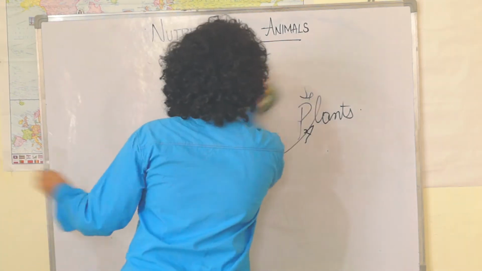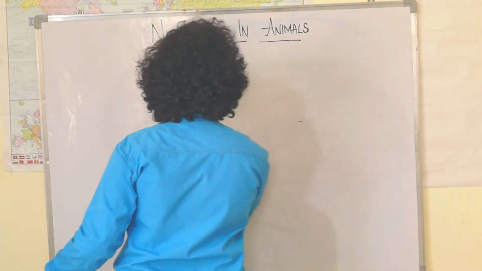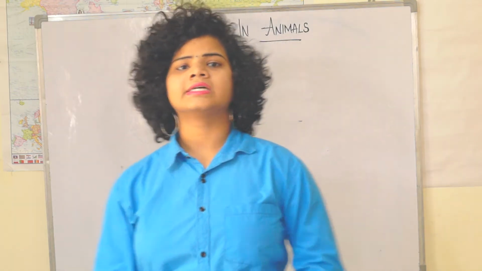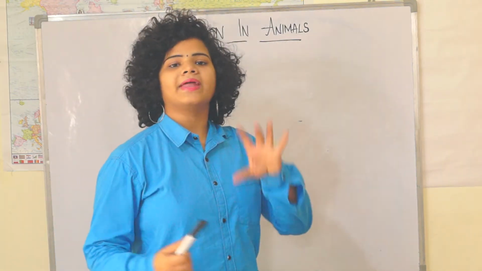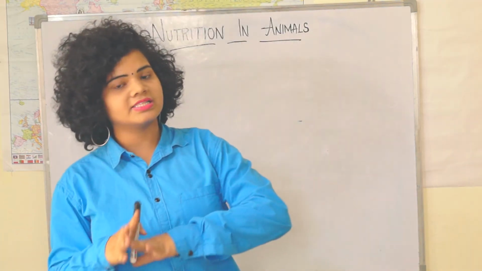And now let's go for the next one, which is the digestive system. So first of all, let's learn what is digestive system. Come on. What is digestive system? The breakdown of the complex substances into the simpler ones is called digestion.